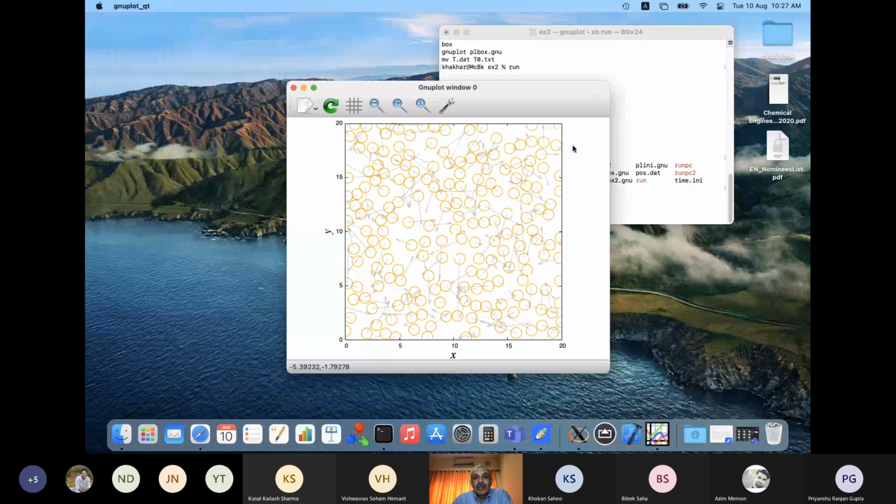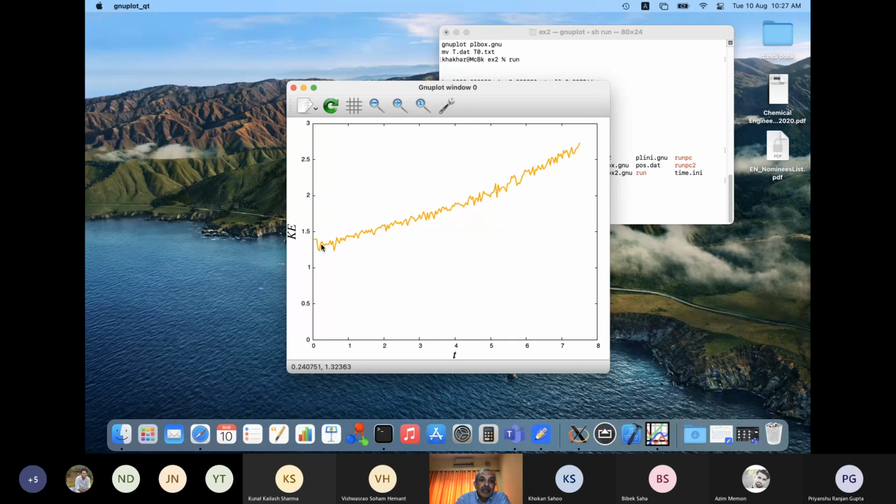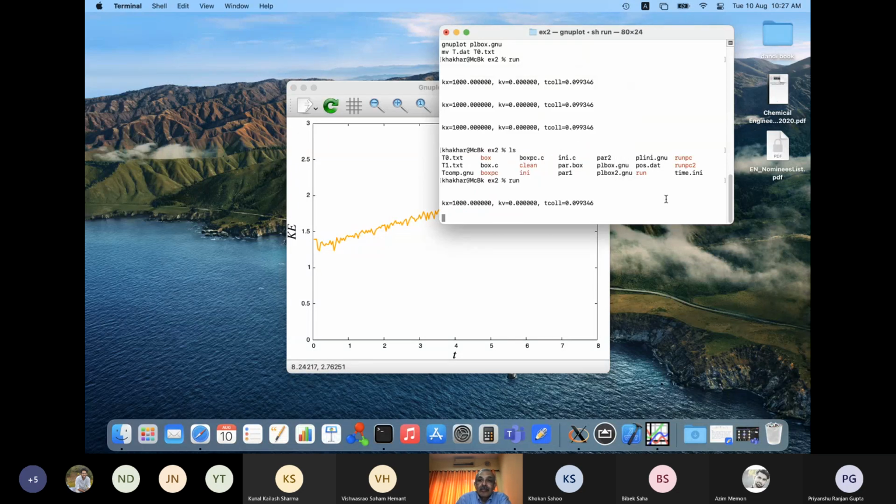So this is the example where the time step is too large, and as a result, the system is just blowing up. Here kx is 1000, it's very soft, but kV is 0. kV is 0 means it's an elastic system. For hard particles, we saw the kinetic energy remained constant. But here, the kinetic energy is increasing by a lot. So this means that the system is unstable.